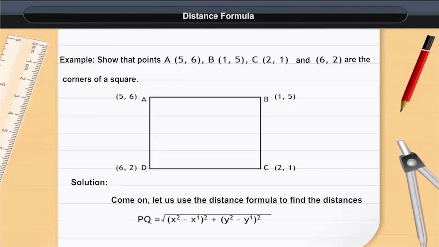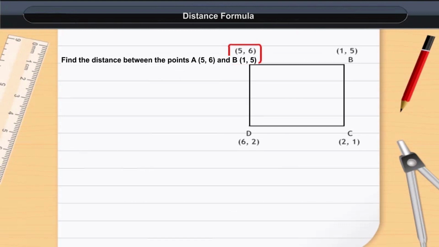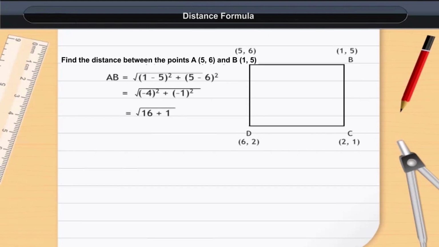square. At first, we find the distance between the points A (5, 6) and B (1, 5). This means AB is equal to square root of (1 minus 5) square plus (5 minus 6) square, is equal to square root of (minus 4) square plus (minus 1) square, is equal to square root of 16 plus 1, that is square root of 17 units.